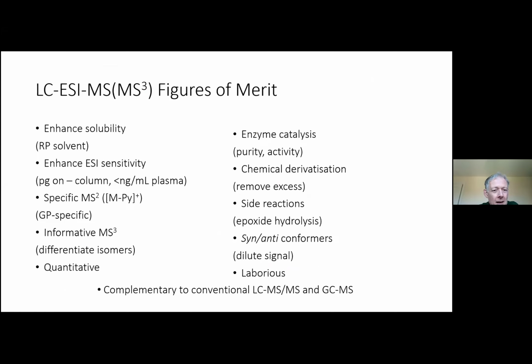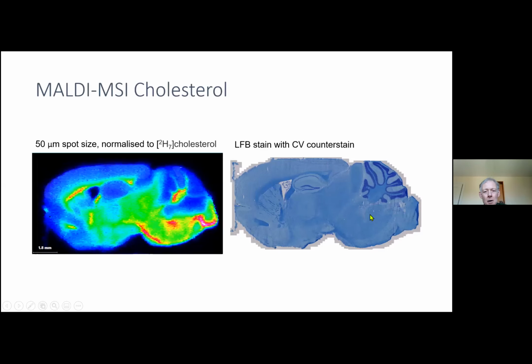Figures of merit, well, the most important really is that we can differentiate between isomers and we get good sensitivities. And the disadvantage is really, as with all derivatization reactions, you can get side products. You also have problems with excess derivatization reagents. One final slide is we can also do on-tissue derivatization, so we can then do MALDI imaging. So this is a MALDI image of cholesterol in a mouse brain. So I think I've almost gone over my time, so I'm going to finish there.